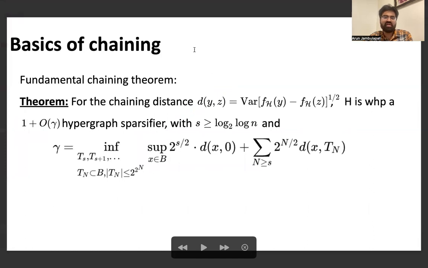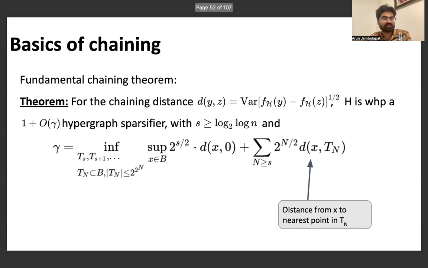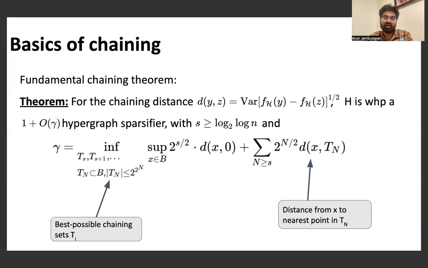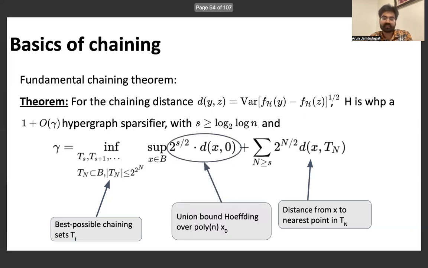So in the chaining theorem, we have this chaining distance that's a function of our sampling probabilities, and we get that the resulting sub-hypergraph sparsifier is a 1 plus order of gamma sparsifier, where gamma is defined as this quantity here. Here, this distance function represents the distance from x to the nearest point in the subset T sub n. This infimum is taken over the best possible chaining subsets we could have, where the size grows doubly exponentially.